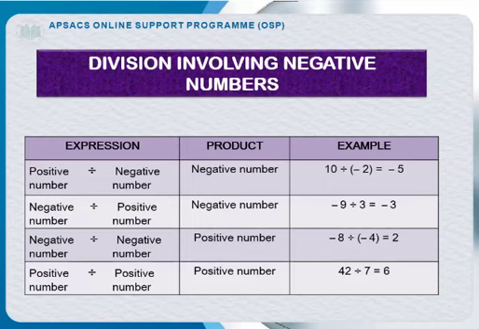Rule number 4 is when a positive number is divided by a positive number, it will give a positive number. Now, let's see this example. We have 42 divided by 7. When you divide 42 by 7, it will give 6. Since both numbers are positive, this means the answer will be positive.